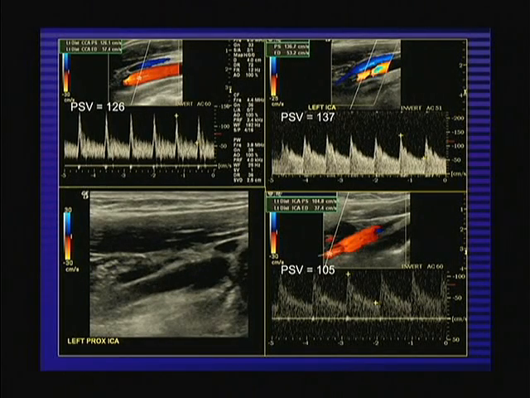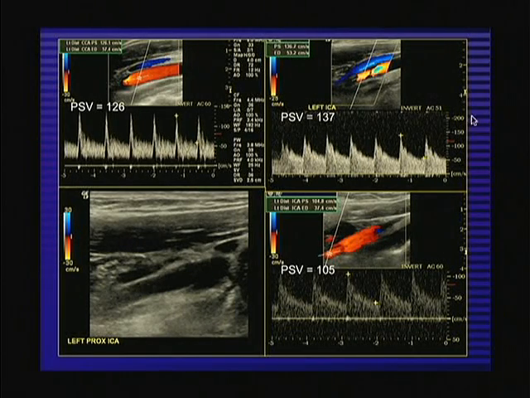Here's the left side. In the distal common carotid artery, the velocity is also somewhat elevated. It's 126. We move into the left internal. It's 137. Here's a look at the left internal. Looks perfectly normal. No plaque. Normal color flow pattern. The distal internal is 105. So what do we do with a velocity of 137? In the absence of plaque, do we call a stenosis?